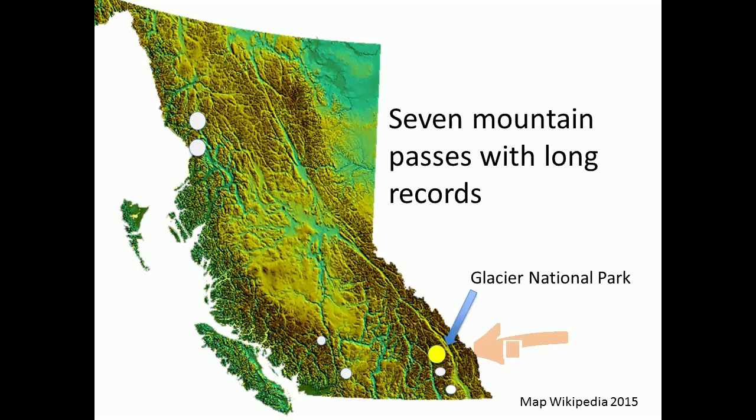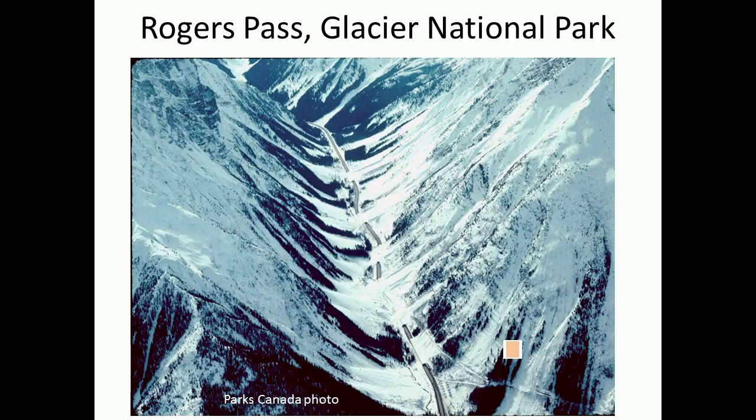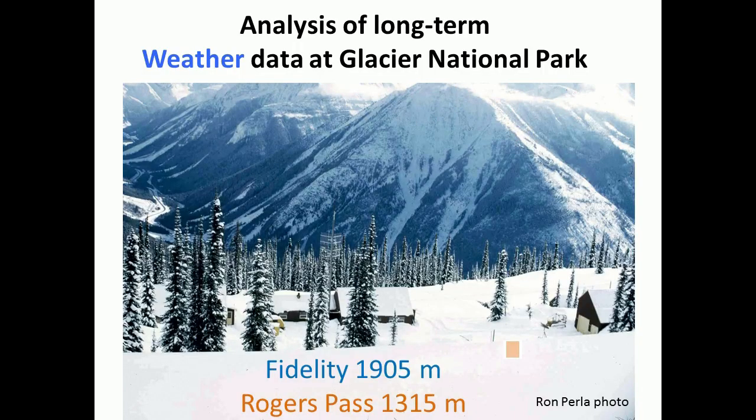Let's start here with the results from the article by Sacha Belair and colleagues. This photo shows a section of the highway east of Rogers Pass in Glacier National Park. Obviously, many avalanche paths can affect the highway. Weather data are available from the Mount Fidelity study plot at 1905 meters, shown here in this old photo. The lower elevation weather data are from the Rogers Pass study plot at 1315 meters, which is an opening in the forest at about the elevation of Rogers Pass.